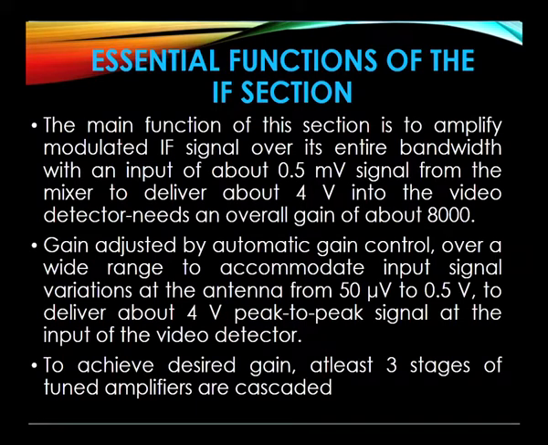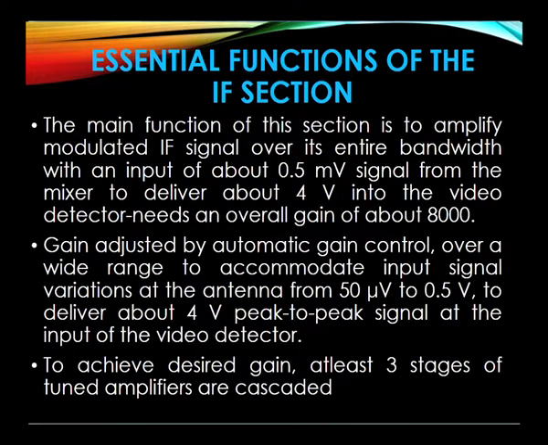Next, what are the essential functions of the intermediate frequency section? This is important. We need to note some of the important things. The main function of this section is to amplify the modulated intermediate frequency over its entire bandwidth, with an input of about 0.5 millivolt, which is very little voltage, from the mixer, to deliver about 4 volt into the video detector. That needs an overall gain of about 8000. We look at this observation that the gain should be large, 8000 has to be reached.